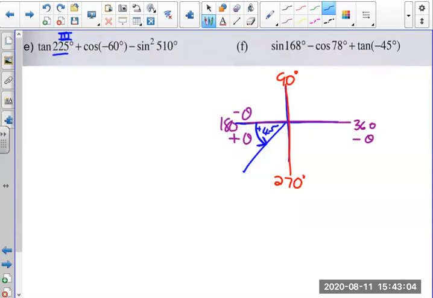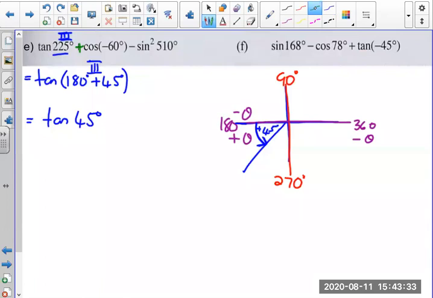So now I can write tan 225 as tan 180 plus 45. I will carry on just now. Let's just finish this tan. I know this is in the third quadrant where tan is positive. So this tan 180 plus 45 will change to tan 45. Okay. Now let's go to the next one.